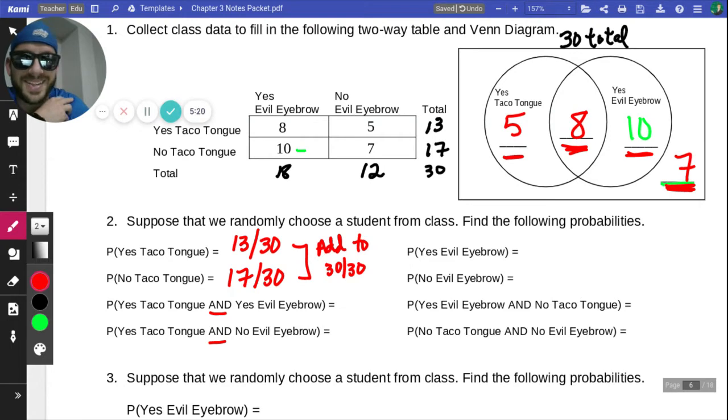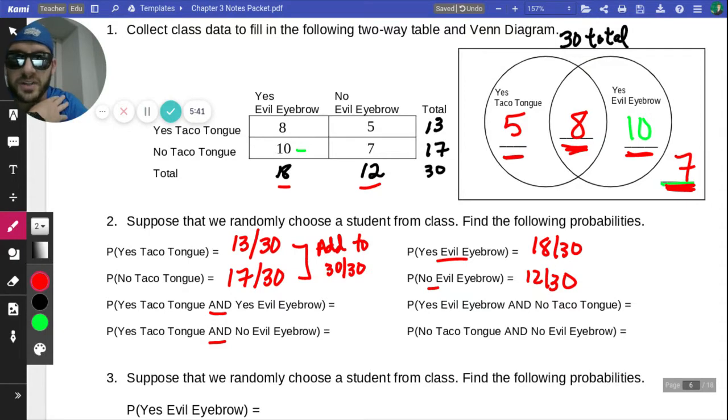On the right side there, yes, evil eyebrow is 18 out of 30. And then no evil eyebrow is 12 out of 30. And then we get into our overlaps here. That's going to be inside either the Venn diagram or inside the box that's in our two-way Venn diagram table.